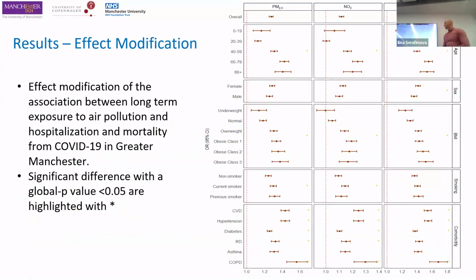Effect modification, we can see that if you have a history of any of these comorbidities, your risk of severe COVID related to long-term air pollution is increased quite significantly. The same with obesity, being older, and also smoking. This is with, can't see it here, but this is PM2.5 and NO2 and benzene.